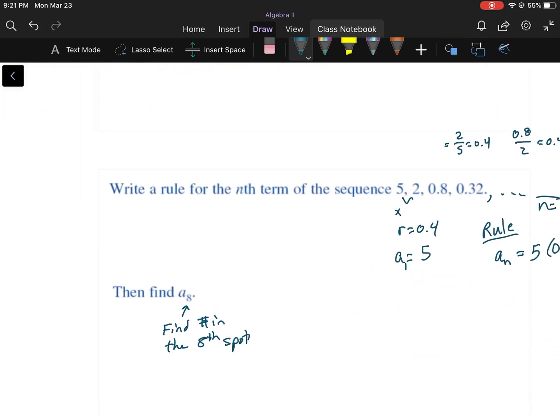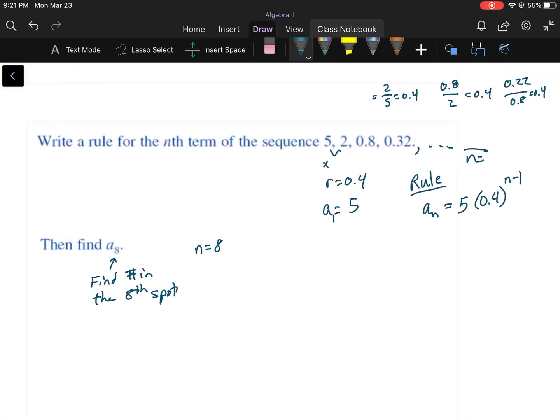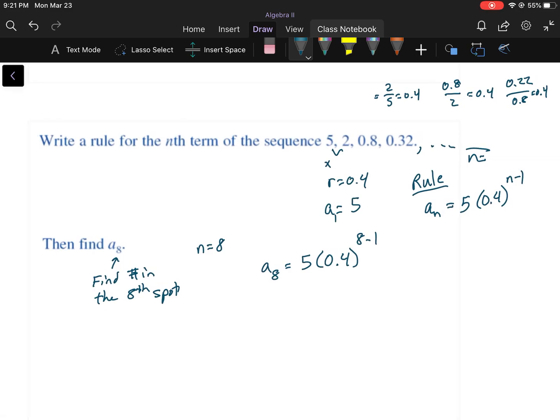So, oops, sorry about that, guys. Keeping you guys awake. I'm going to put n equal to 8 into that formula I just came up with. So 8 minus 1 is 7, so I'm going to take 0.4 to the 7th power, and then multiply by that 5, and I got a value of 0.008192. How is it smaller? Well, we talked about it, exponential decay. You know it's exponential decay if that r is smaller than 1, and 0.4 is smaller than 1.